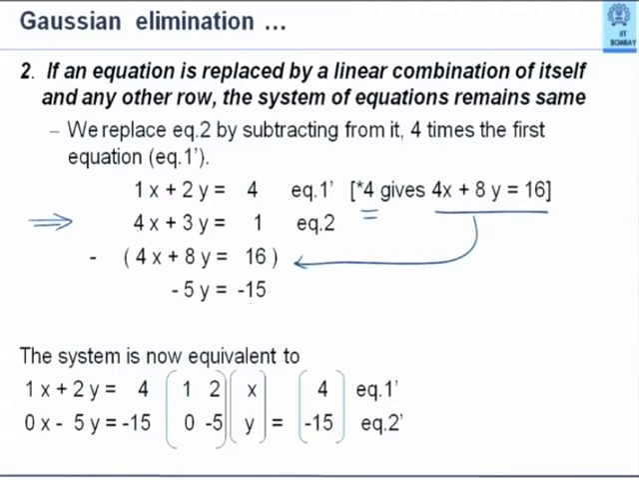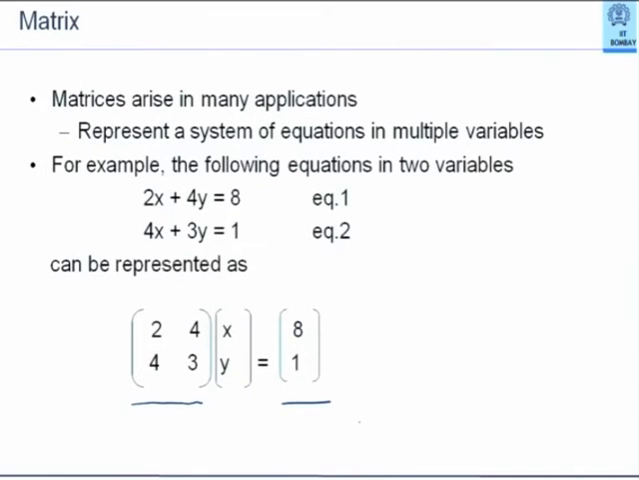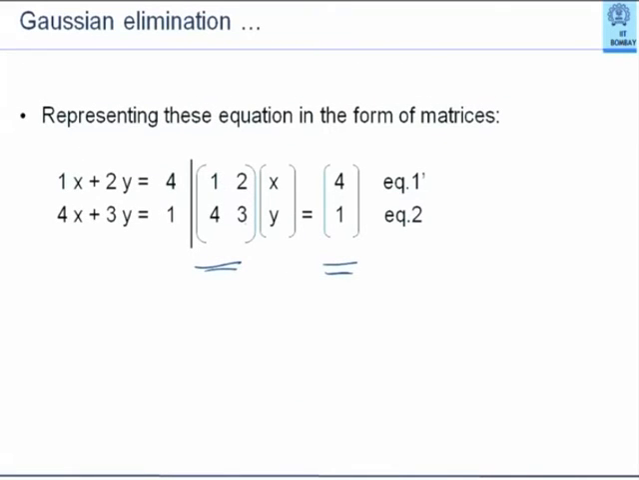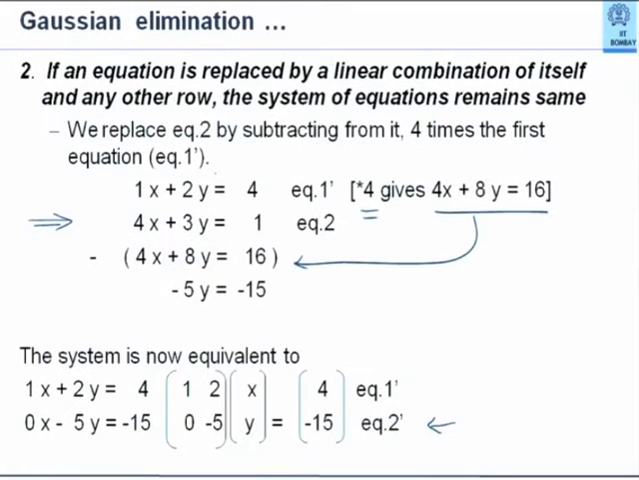Since x had a coefficient 4 here, and this equation had a coefficient 1, I multiply that by 4 and subtract that from here. So I will get minus 5y equal to minus 15. This becomes equation 2 dash, which I have written here, and consequently this becomes the new equation. Observe the coefficient matrix. Let us go back a few slides. We started with the coefficient matrix of 2, 4, 4, 3. Then next, we had it 1, 2, 4, 3. So we got 1 here. Next, we had it 1, 2, 0, minus 5. So we got 0 here.